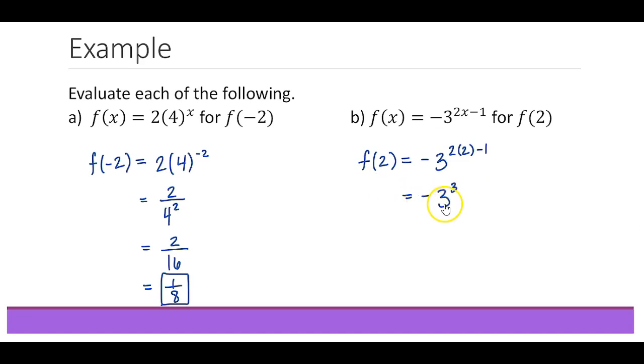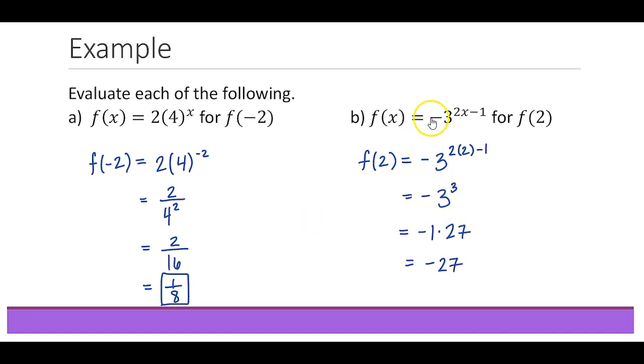And then we go ahead and do 3 cubed first. So this negative is on the outside completely. We have to do order of operations first. So we have to do 3 cubed, which is 27. So we think about this as like a -1 times 27, which is now -27.